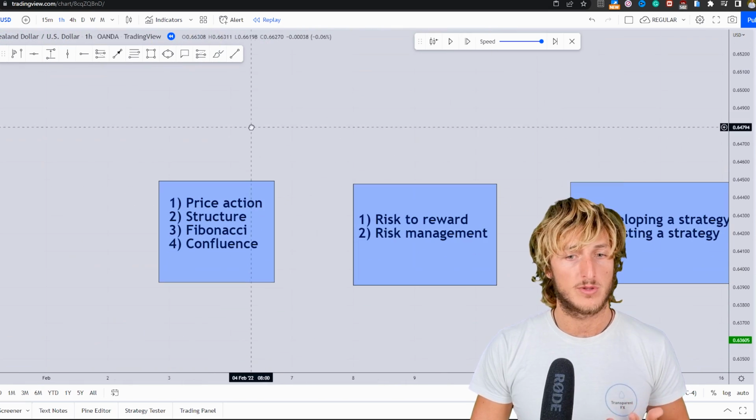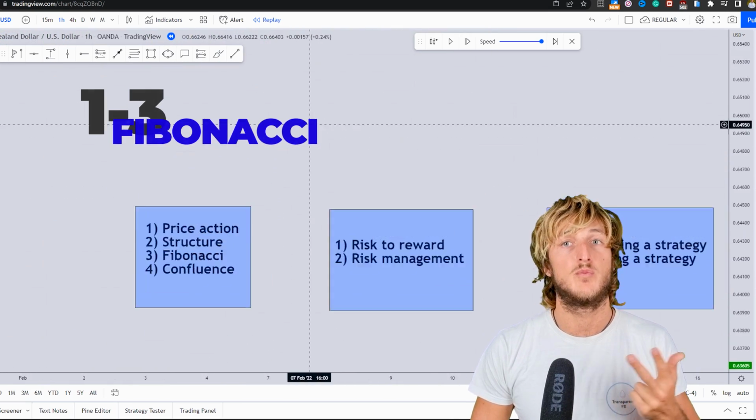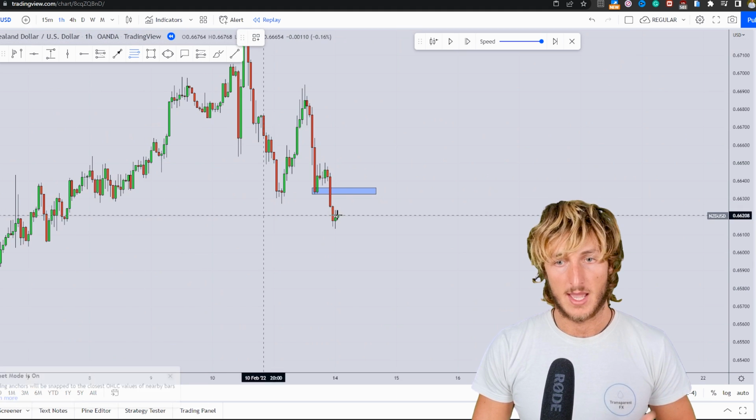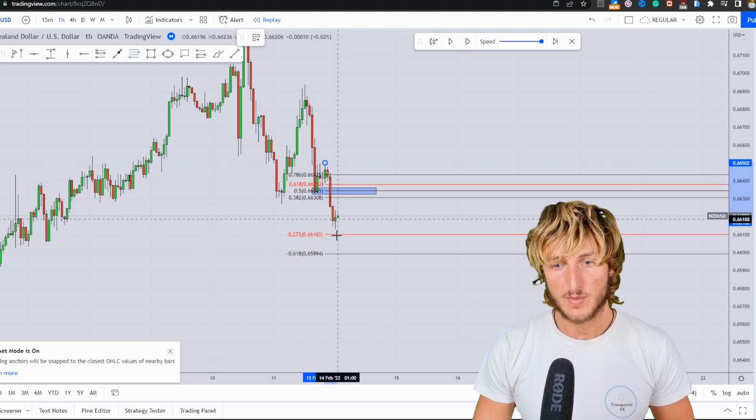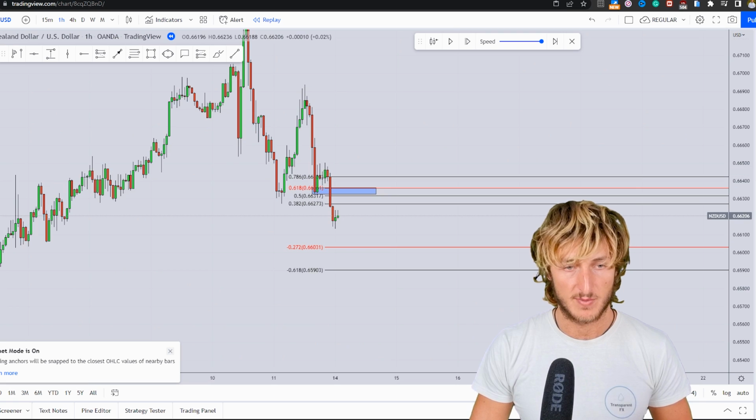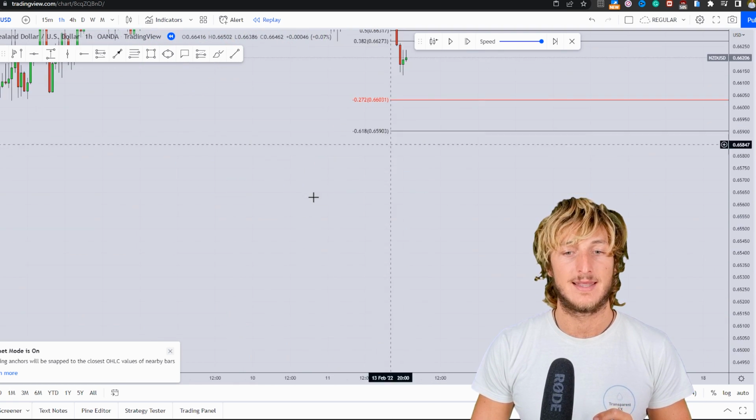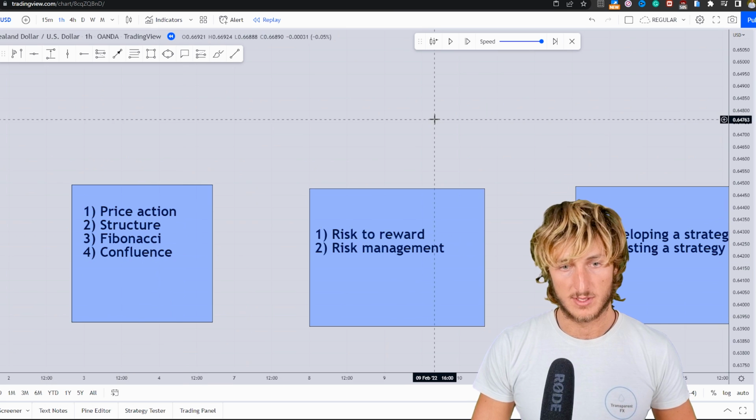The third point of the strategy is Fibonacci. We have to measure potential retracements, right? How do we do that? As we said before, take our Fibonacci from the high to the low of the impulse. Now, this is where we have to identify the last thing, which is confluence, okay?